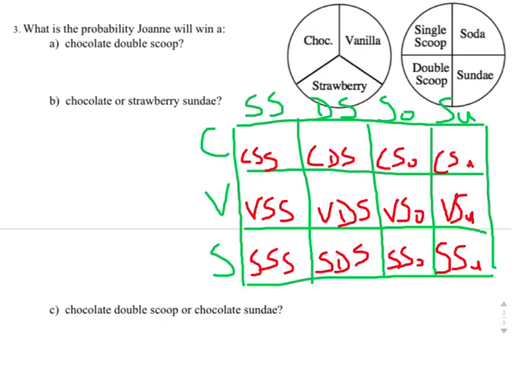Okay, so we also know that we have 12 total boxes. So each one of these is equal to 1/12. If we add all of these little boxes up, we should get 12 over 12, which simplifies to 1. So the first question: what is the probability of getting a chocolate double scoop?